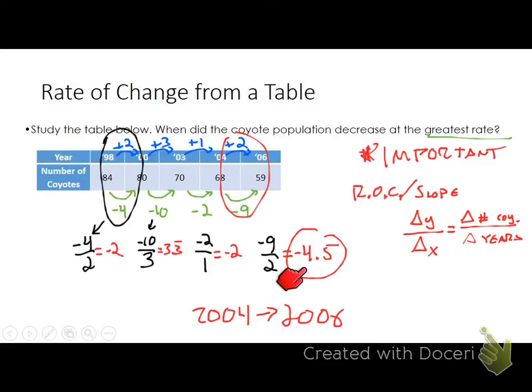Okay? And so if we only look at the change in y, we might assume that from 2000 to 2003 it was decreasing the fastest, but look, it decreased by 10, but that's over the course of 3 years. Decreasing by 9 over 2 years is actually decreasing at a greater rate. So we have to look at change in y over change in x. This is our answer from 2004 to 2006.